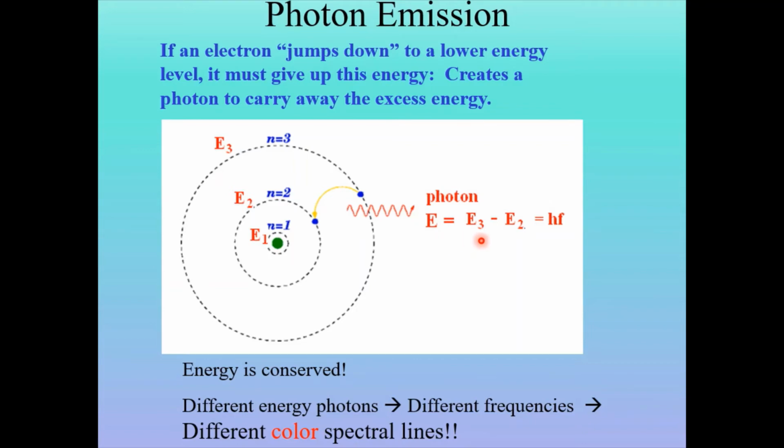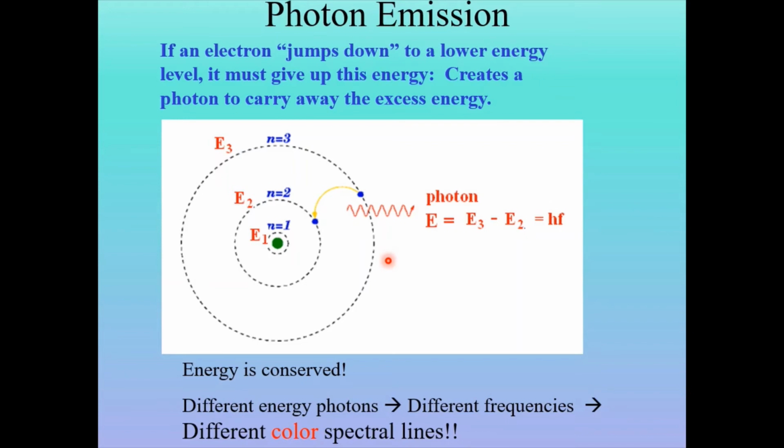And remember, that energy difference is equal to hf. This was Einstein's theory of the photon, where he says that the photon energy is equal to Planck's constant h times the frequency of the light, f. So the idea here is photon emission, and remember, emission means giving something off. So this is how an atom produces a photon. This is how atoms produce light.